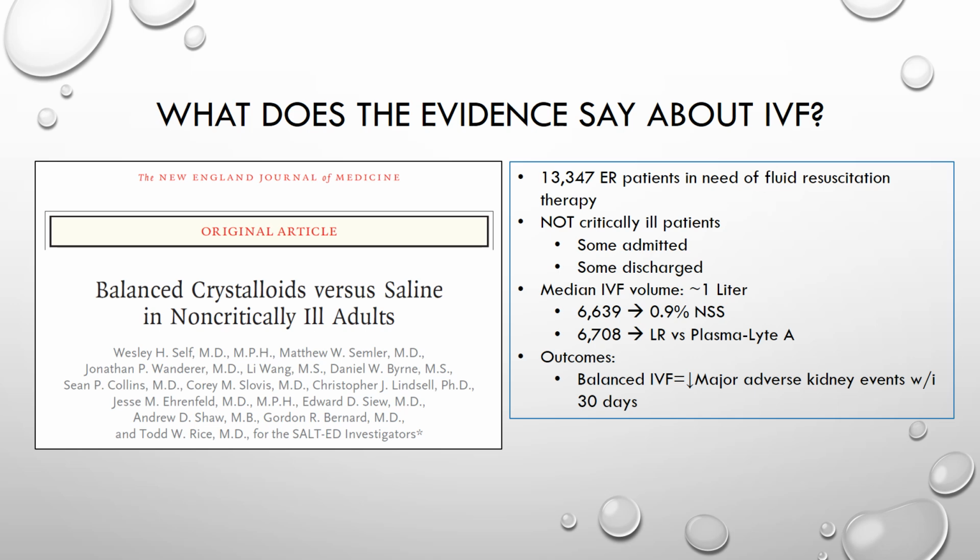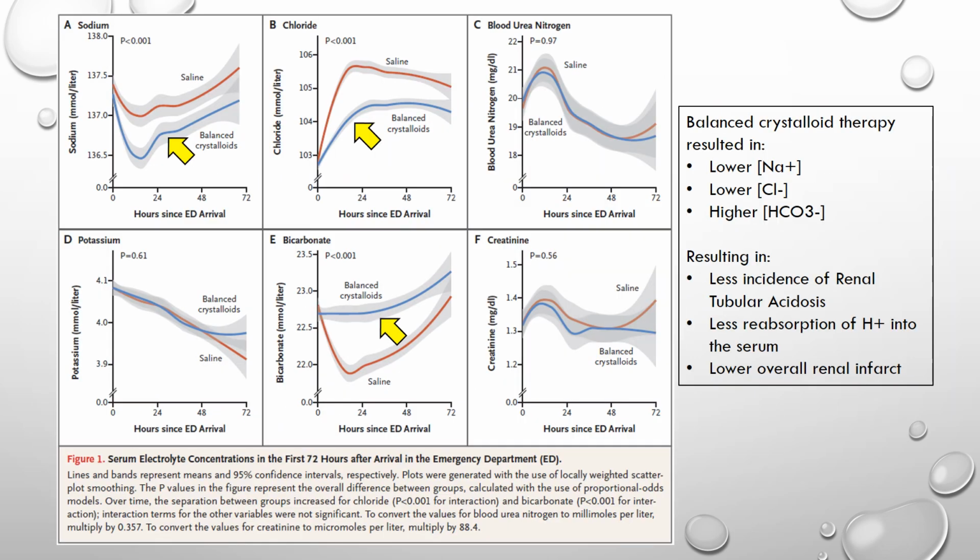What did they find? Well, the patients who got Plasma-Lyte or LR had a decrease in the major adverse kidney events within 30 days. So their creatinine was lower and their overall renal insufficiency was lower. A good number of our patients that we see every day end up having kidney problems to begin with. So we're literally taking somebody who may be on the banana peel and just pushing them straight over.